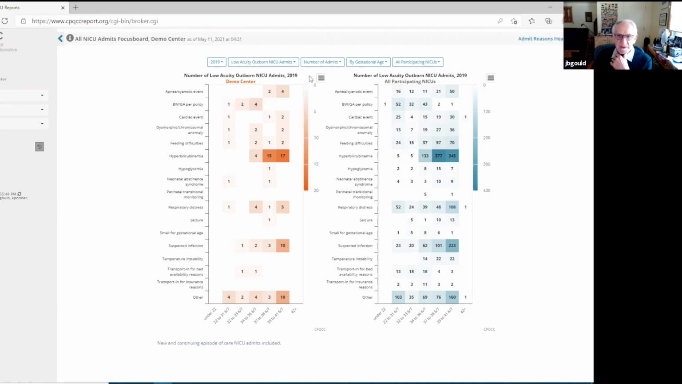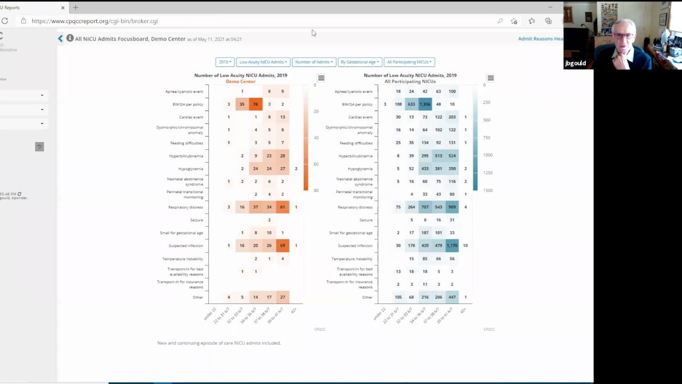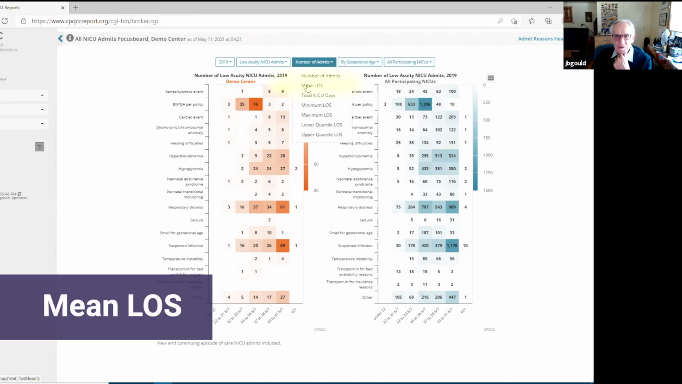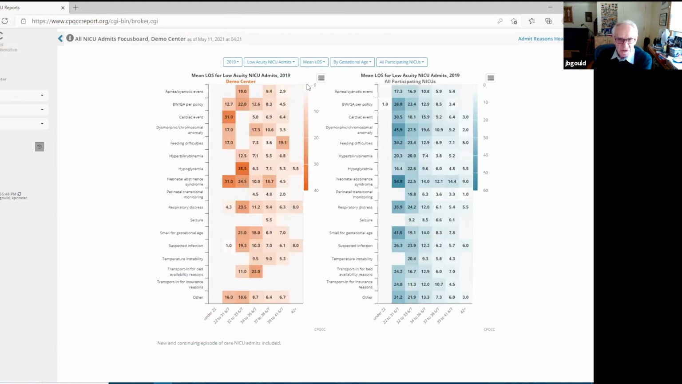And here we happen to have the number of admits, but we might want to know, we've got 17 hyperbilirubinemia. That's because I'm looking at outborn. Let's just look at all of the lower acuity admits. Here's all of the lower acuity admits. And you can see we've got 61 cases for respiratory distress, but we might want to ask ourselves, what's the mean length of stay? So we can do that. We can go mean length of stay. Oh, wow, that's a whole different picture when we look at that.